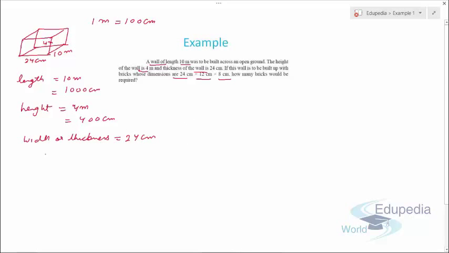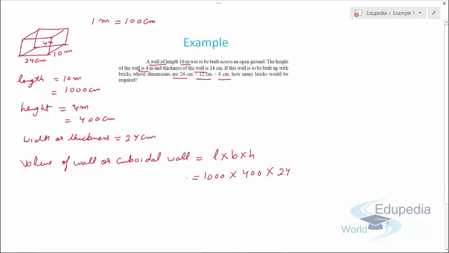So we can say that now volume of wall or cuboidal wall will be length into breadth into height. So this will be equals to 1000 times 400 times 24. So this is the volume, centimeter cube, right?